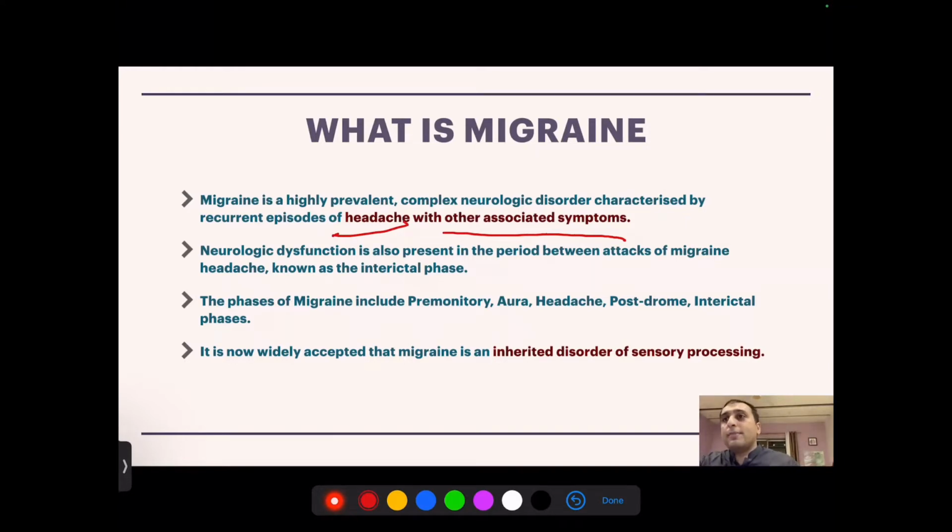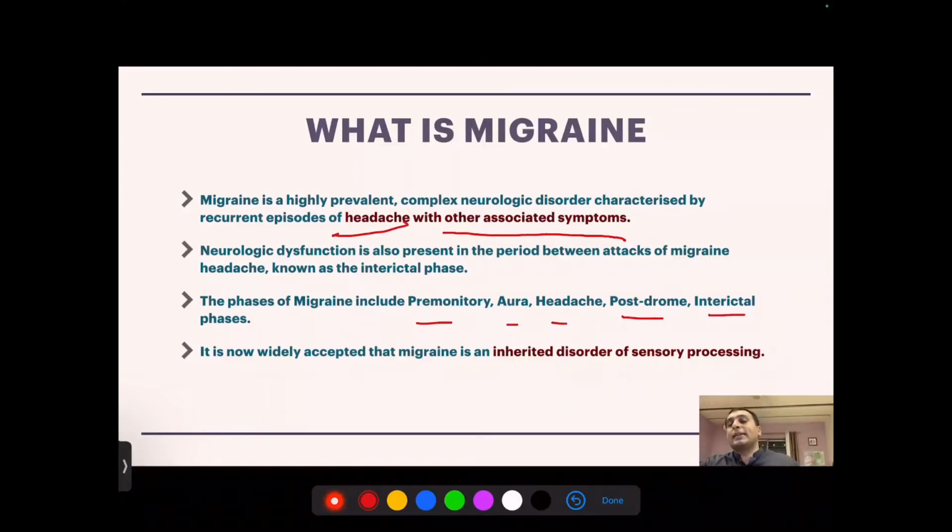It is very important to know that there are many phases of migraine, and in between headaches as well, the people who have migraine have some issues. Thus, if someone is having migraine, it is not just the headaches that they have during the month. They can be half-headed, full-headed. We'll come to that later. So we divide migraine into premonitory, aura, headache, postdrome, interictal. We'll come to this a little bit later on.